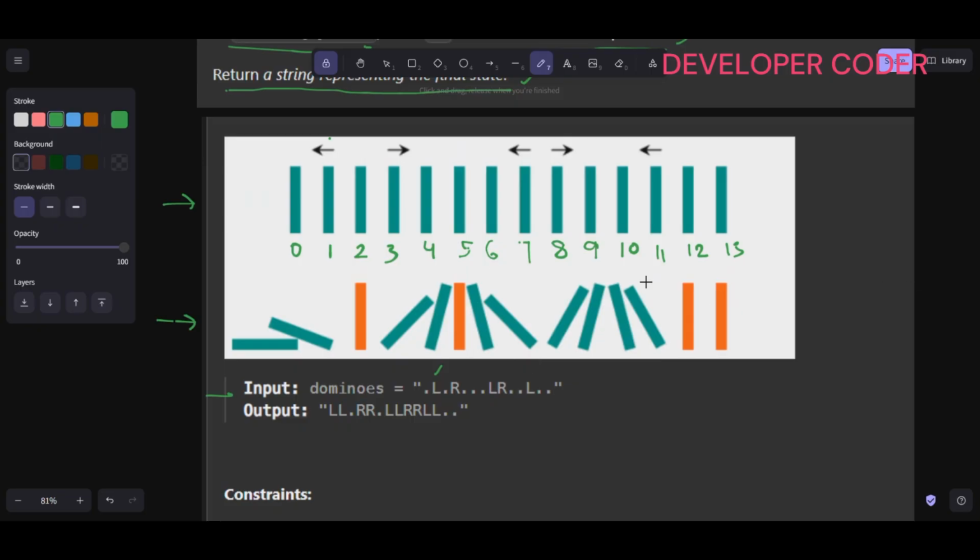So here I can do one thing now. Here I can place one extra domino, one extra domino here, and I will just fell this one to the left side.